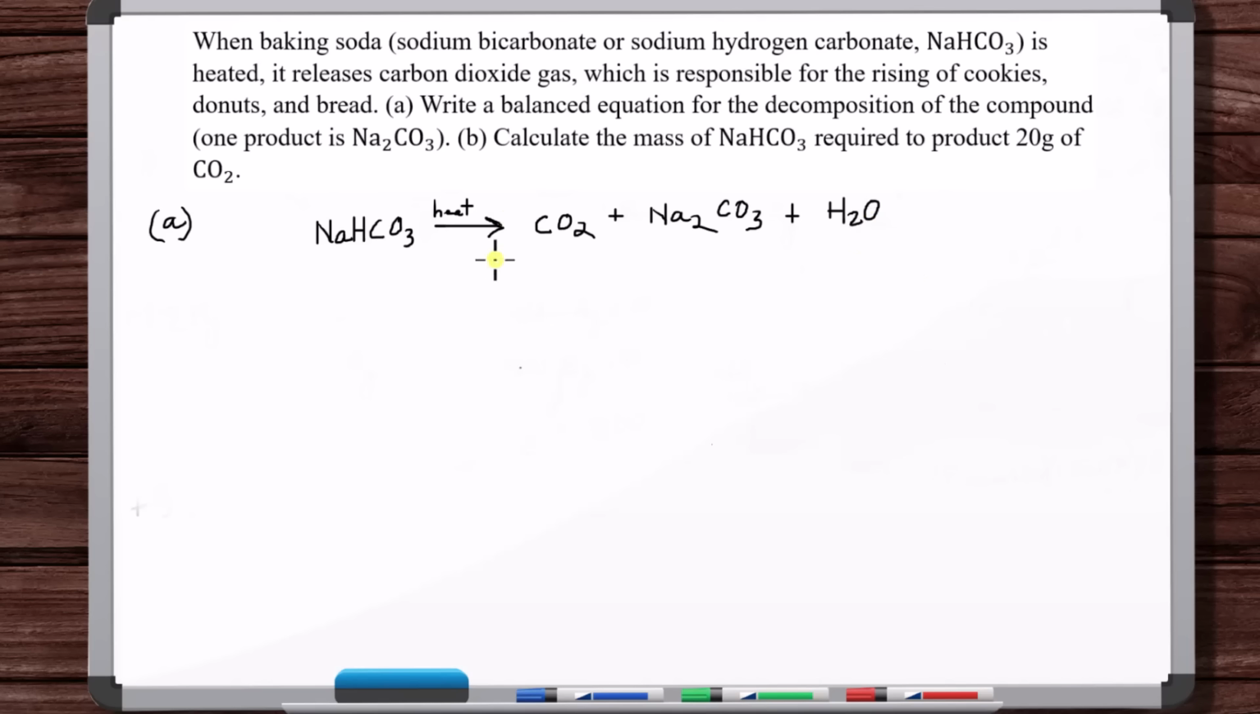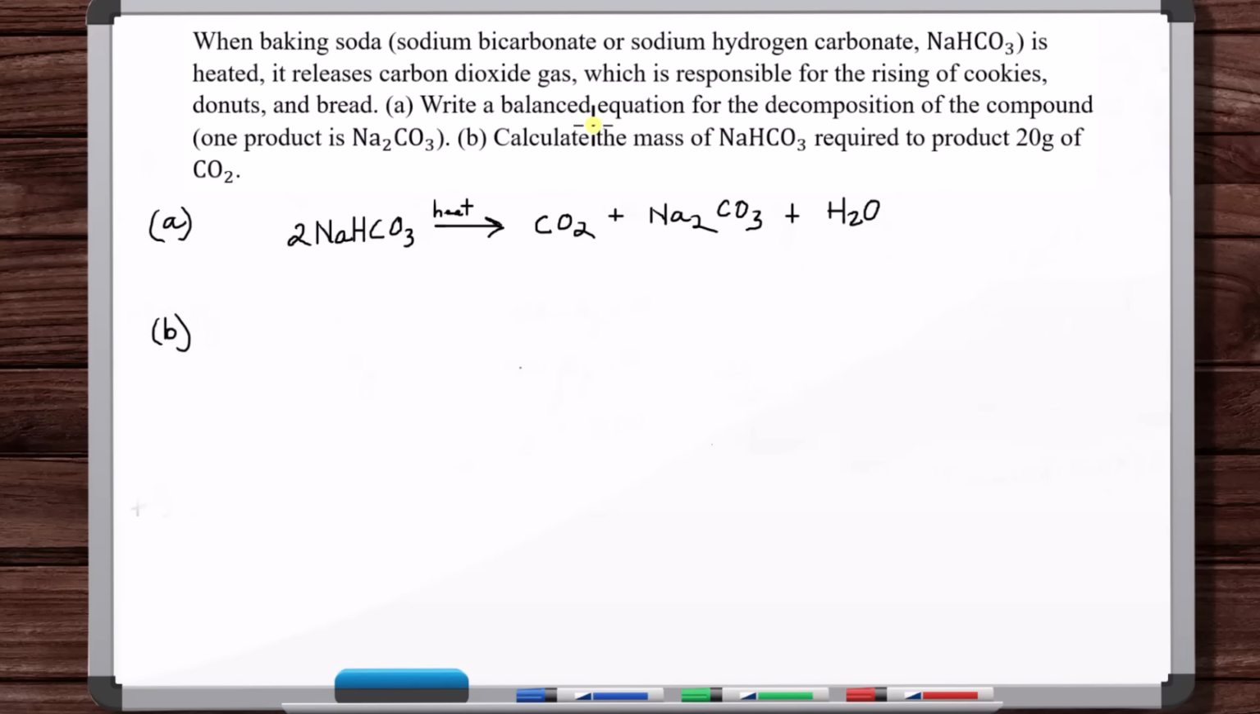So let me check the answer. Yeah, so it's going to be H2O. So this is the unbalanced equation. So now let's balance this. We've got two Na on the right, and two Na, sodiums, on the left. We've got two hydrogens on the left, two hydrogens on the right. We've got two carbons on the left, two carbons on the right, and we've got six oxygens on the left and six oxygens on the right. Okay, there we go. So that's part A.